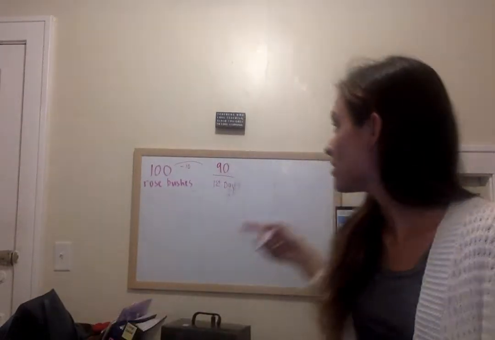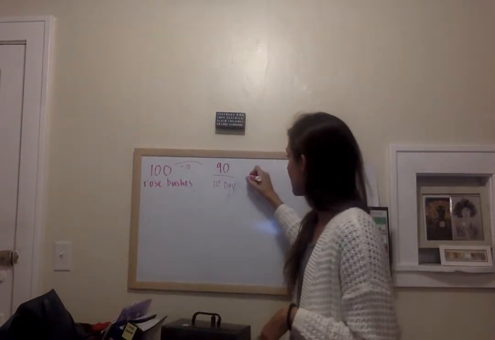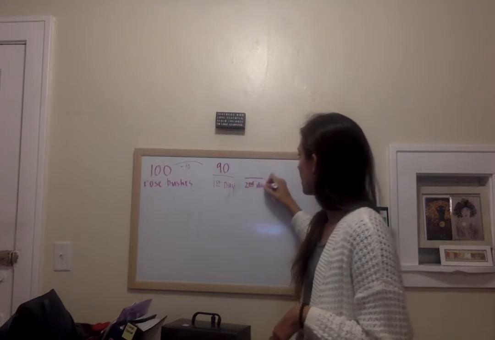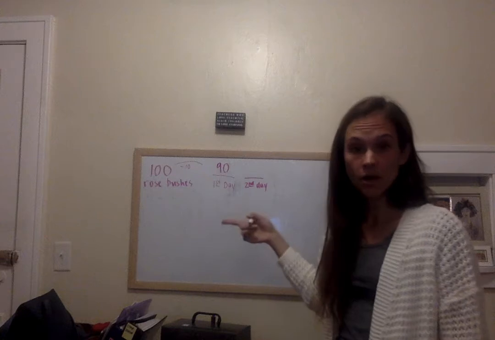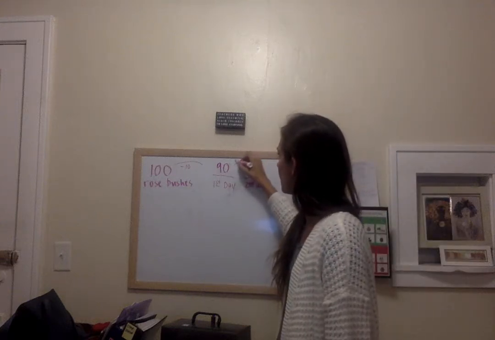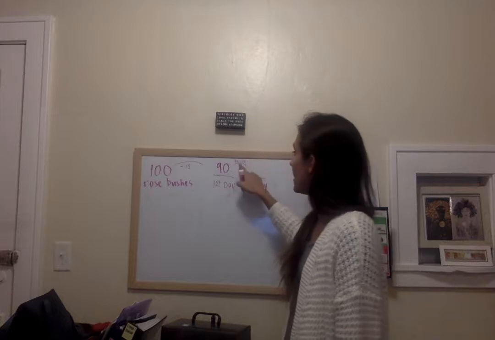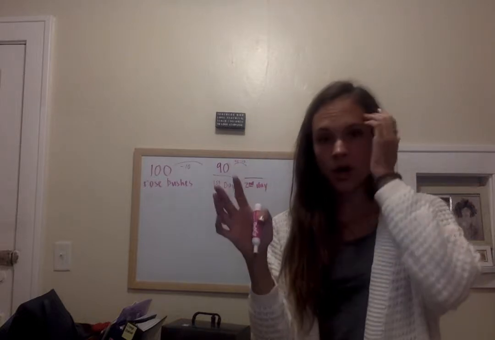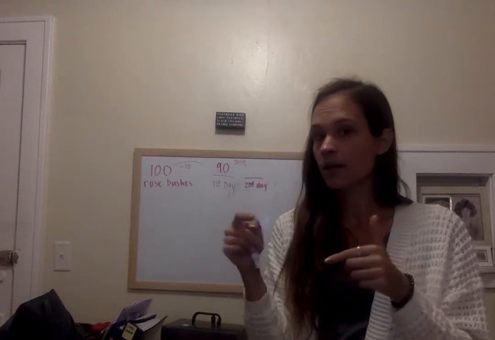Now, every single day, she sold 10 rose bushes until she ran out, until she had no rose bushes left. So that means that on the second day, she sold 10 more. So we would have to do 90 minus 10. You can count on your fingers. You can pause the video and do that and then come back.